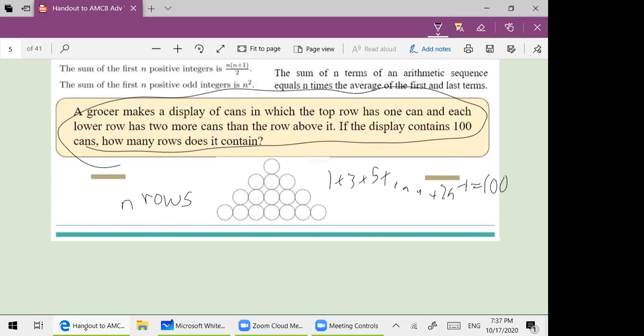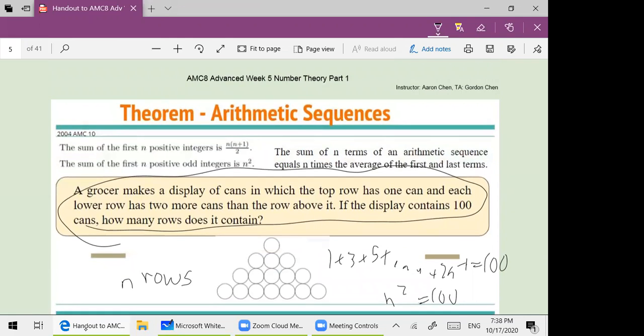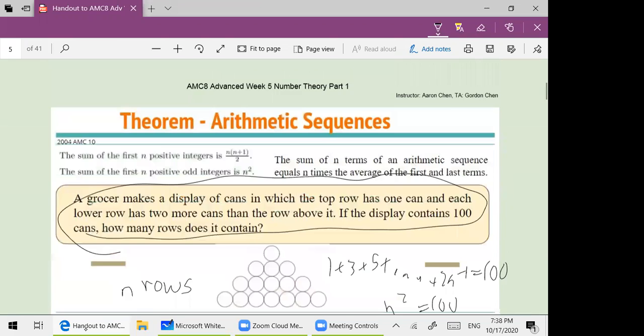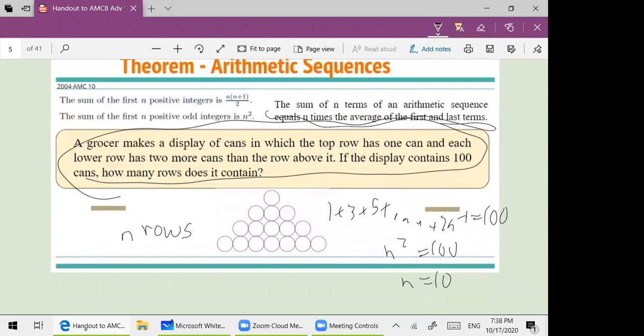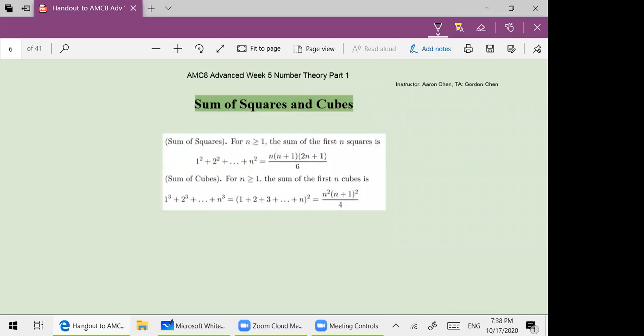So a well-known fact is that the sum of the first n positive odd integers is n squared. So n squared equals 100 and n equals 10. And if you want to know why that's true, you'd use a similar argument like this. Okay, and now here's the sum of the first n squares and the sum of the first n cubes, but you probably won't need this.